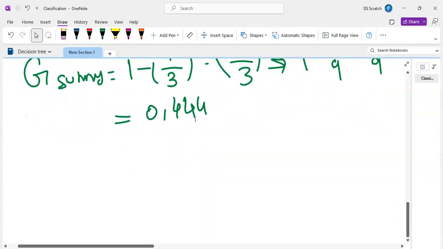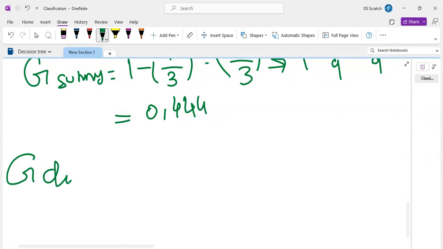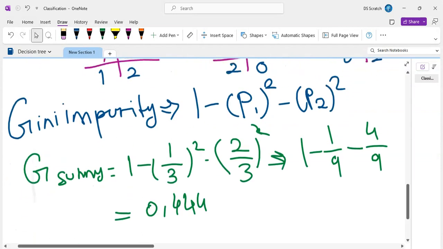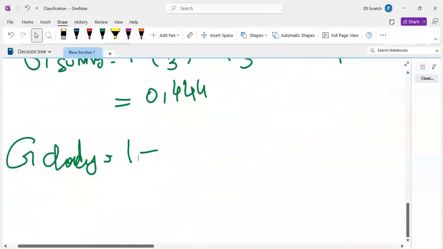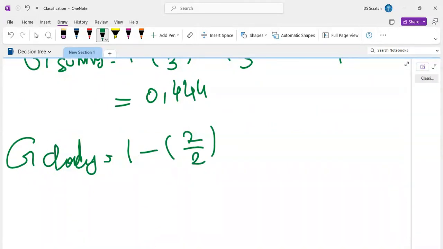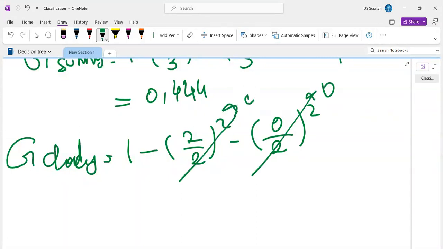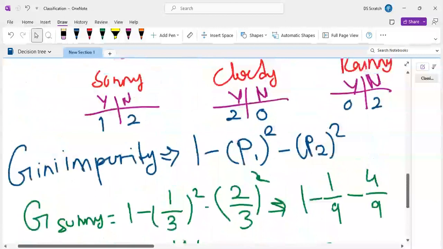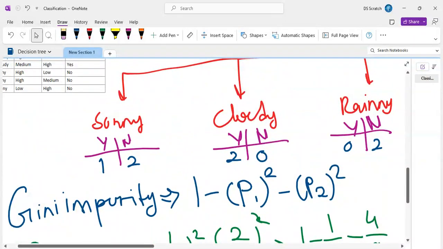Okay, for cloudy, we have 2 for yes. So 1 minus 2 over 2 to the power 2, minus for class no, we have 0 over 2 to the power of 2. This one will be 1 and this one will be 0. So 1 minus 1 is equal to 0. It means we don't have any impurity for the class of cloudy.